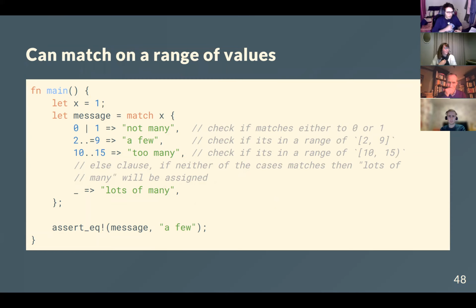But this one is the example of matching on a range of values. So 0 or 1, 2 up to 9, 10 up to 15 inclusive, and then everything else. So this, sorry, this one's inclusive, this one's exclusive. Someone who knows their brackets can say which one's the closed and which one's the open set. Second one is half open. Half open. And then you've got this underscore, which we'll come on to in a second.